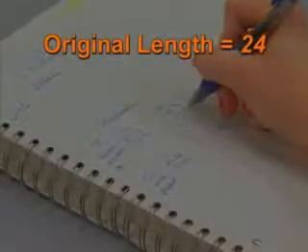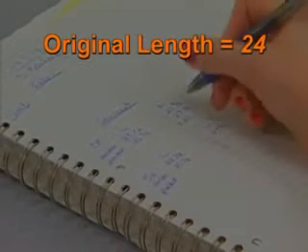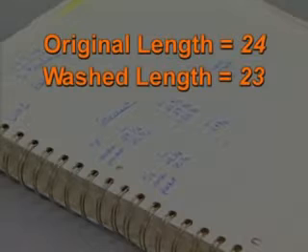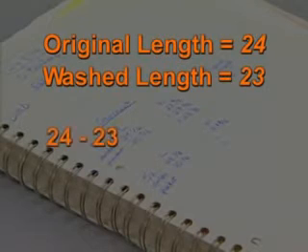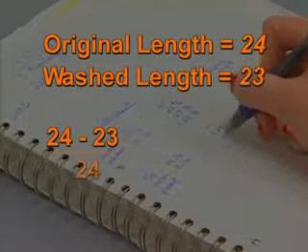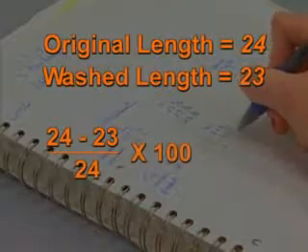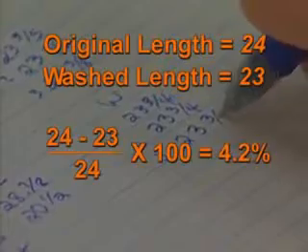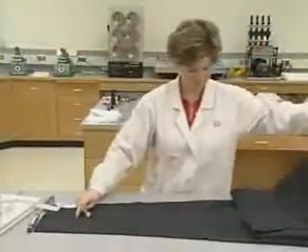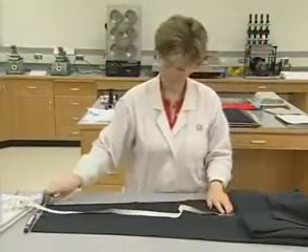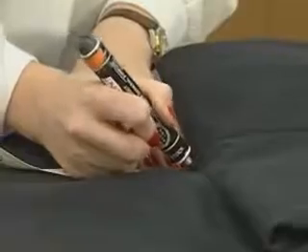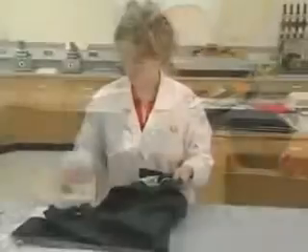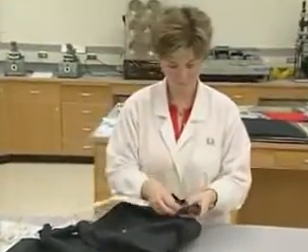For example, if the original length is 24 inches for the shoulder at the neck insertion to the bottom of the shirt, and the washed length is 23, then the amount of shrinkage would be 24 minus 23 divided by 24, and the total is multiplied by 100 to give a value of 4.2% length shrinkage. Slacks or pants are measured in a different manner. The most common method is to get a length value from measuring the change in the inseam length. The width shrinkage is determined by measuring the waistband.